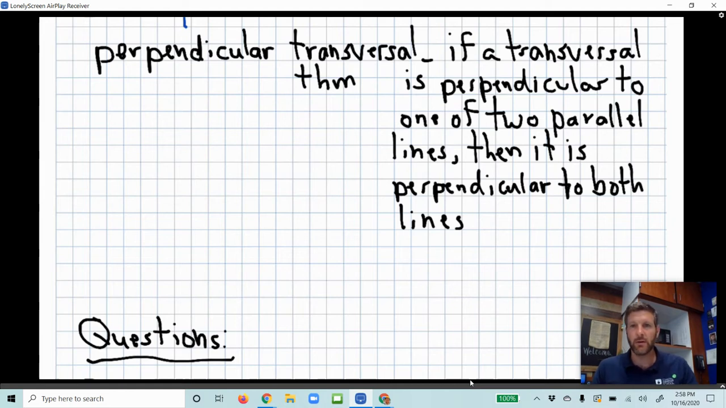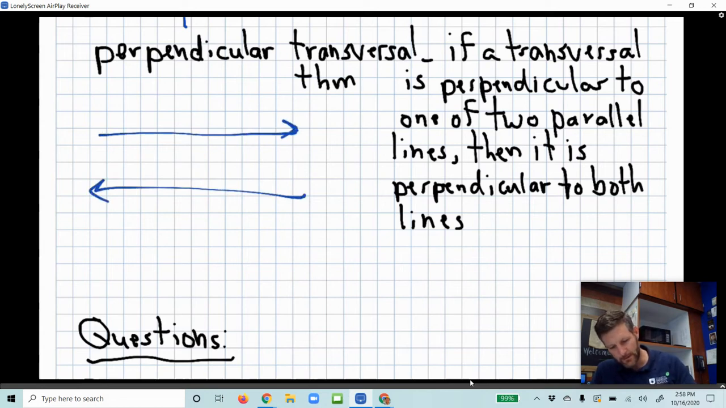Perpendicular transversal theorem. If a transversal is perpendicular to one of two parallel lines, then, we've got a conditional here, it is perpendicular to both lines. Okay, so what are we talking about here? We have two lines, and then we have a transversal cutting through those two lines. This is what we've been working on all week. I'm going to name these two lines A and B.